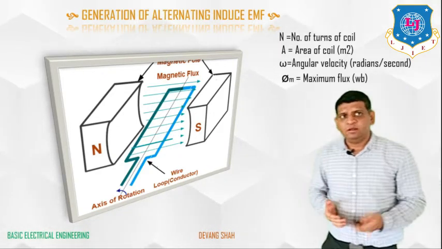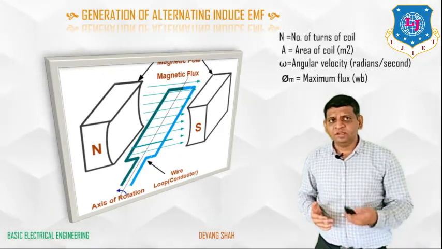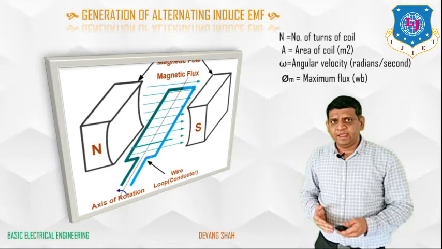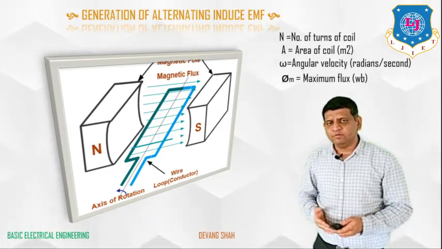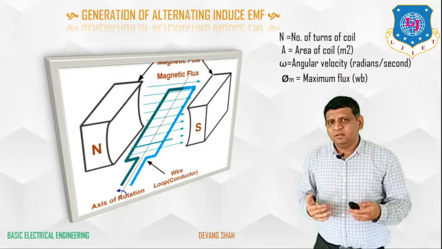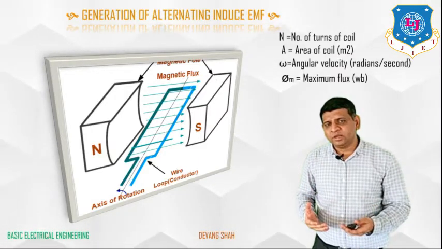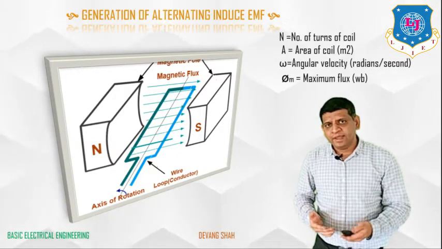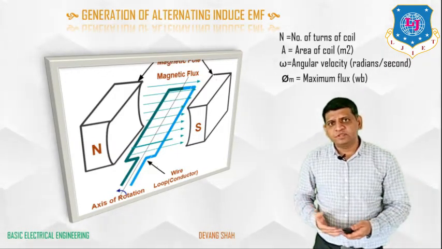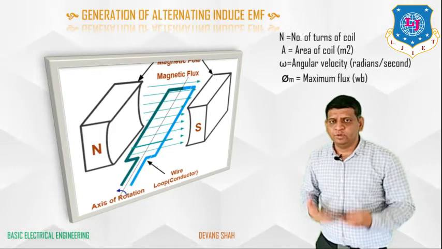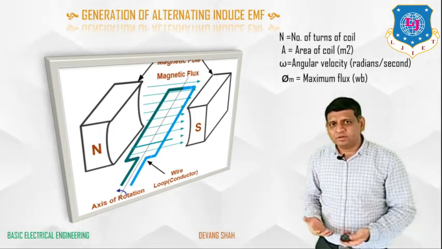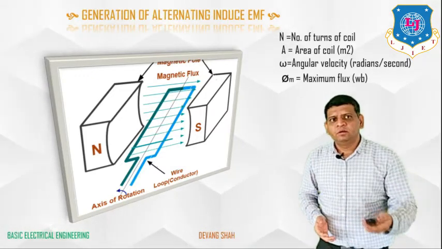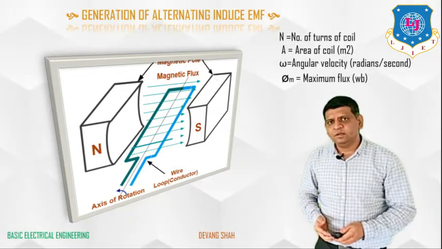Here the coil has N number of turns, right, where A is defined as the area of the coil, which is always in square meters. Then the conductor is rotating in an anti-clockwise direction with angular velocity omega, and whatever magnetic flux is generated, we define as phi. Once the magnetic flux is produced, the maximum value of that magnetic flux we define as phi m, which is in Weber.